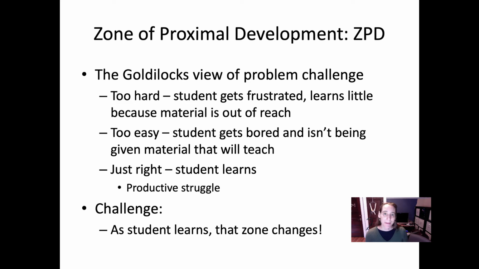So we need to pick something that's at the right level, the level for productive struggle, because we want them to struggle a little bit because that means it's not too easy. But we want the struggle to be little enough that it's productive, that they're learning through that struggle and not merely struggling. So an added challenge to this is that as the student learns, their zone increases because now they know more. So now things that weren't easy before are easy, and things that were too hard before are now the right zone, in their zone of proximal development.